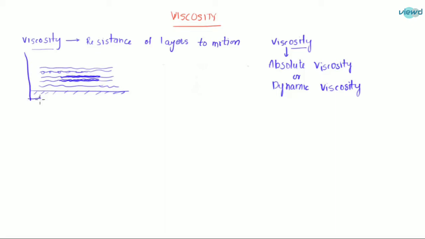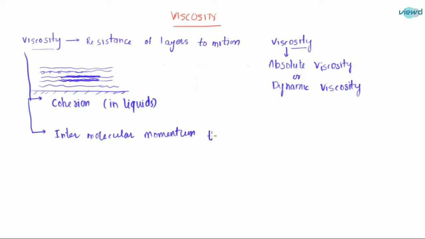Firstly, viscosity is due to cohesion in liquids. In liquids, it is due to cohesion, and in gases it is due to intermolecular momentum exchange. So, how does cohesion affect the viscosity?